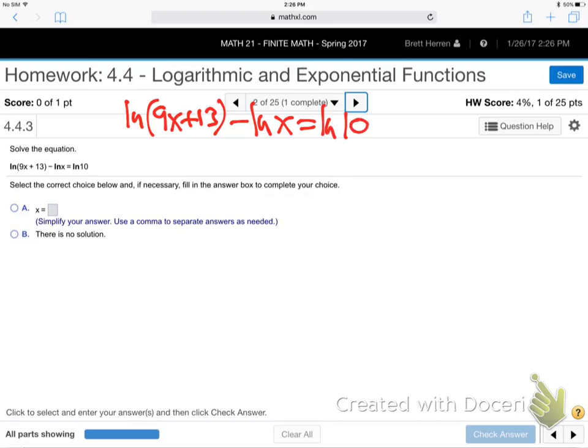So, first step. Remember these steps? What's our first step? Okay, the log's on one side. So jump that natural log of 10 over.